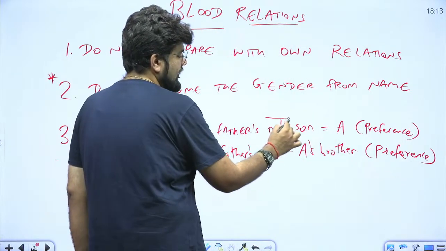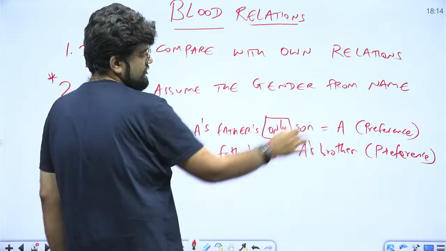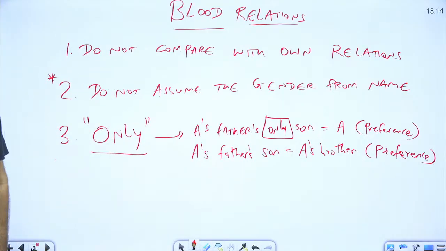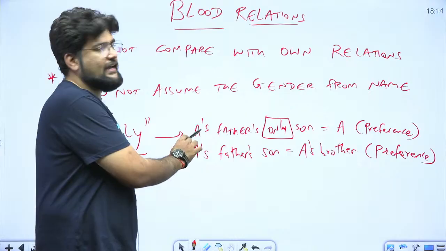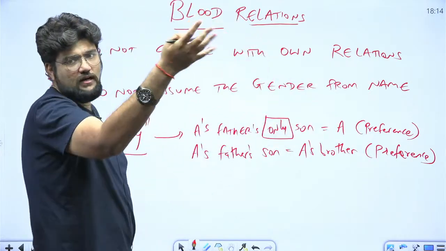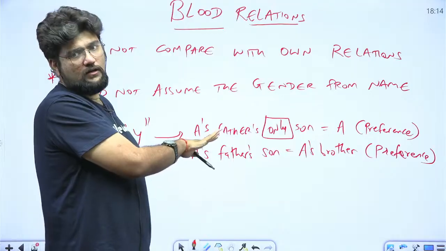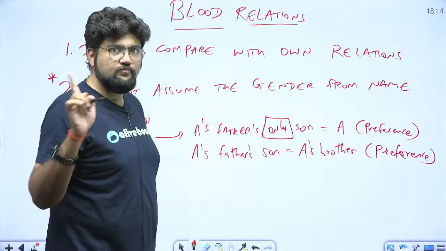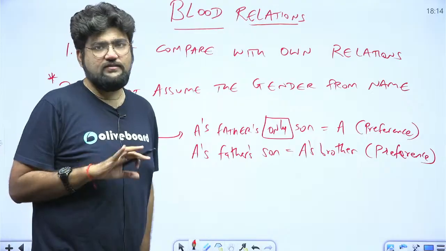So the moment we added "only" here, it changed. A's father's only son is probably A, unless it is given that A is a female. If A is a female, then the only son can be some other son, her brother. She is the daughter, so only one son. But if it is A's father's son, your first preference has to be A's brother, not A himself.